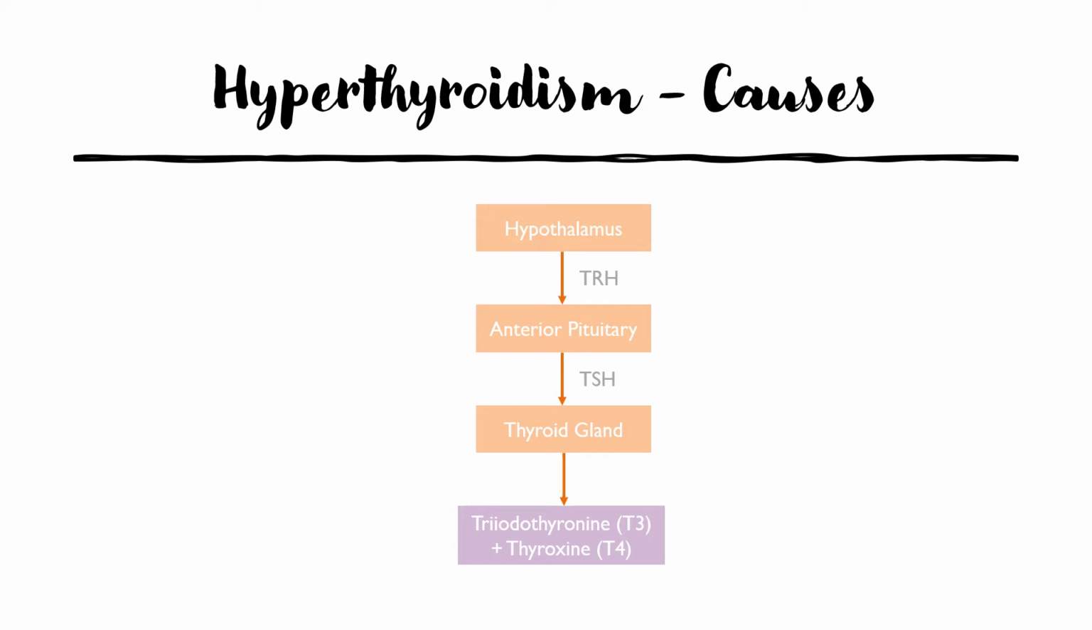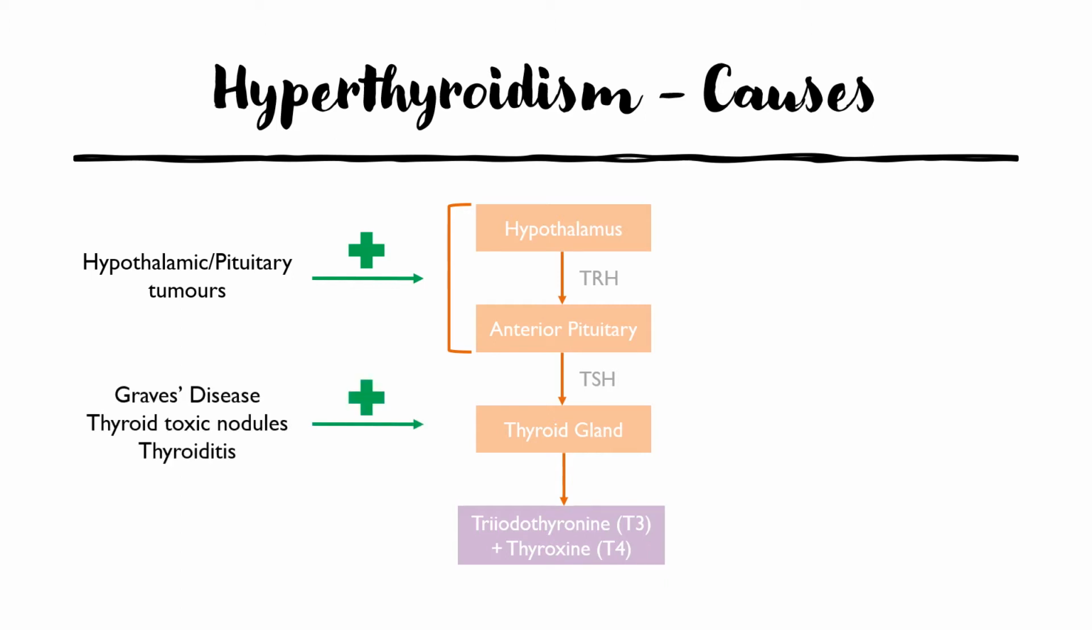So we're now going to turn towards the causes of hyperthyroidism. And the way I like to think about it is that something can go wrong with each stage of the axis. So for example, there could be hypothalamic or pituitary tumors, which directly increase the levels of TRH or TSH, and that consequently leads to high levels of T3 and T4.